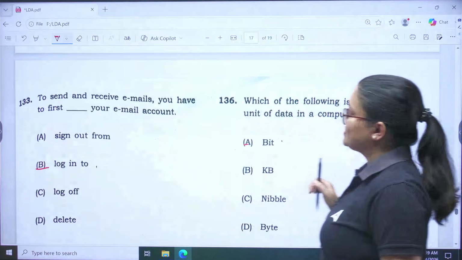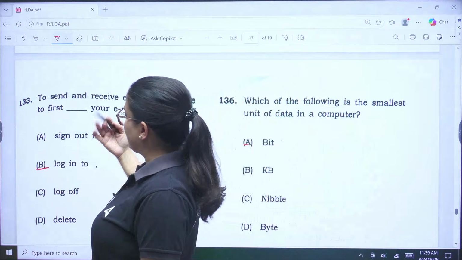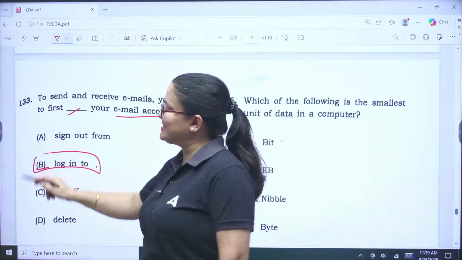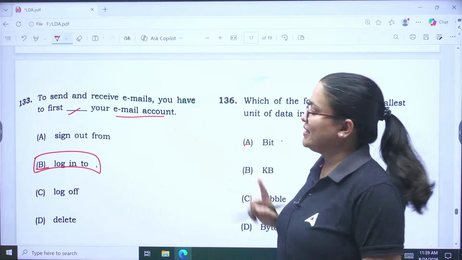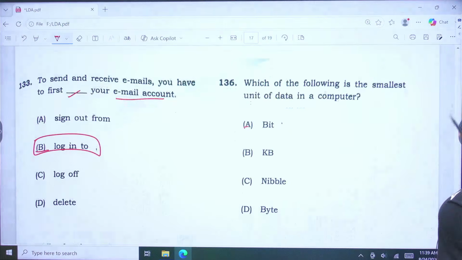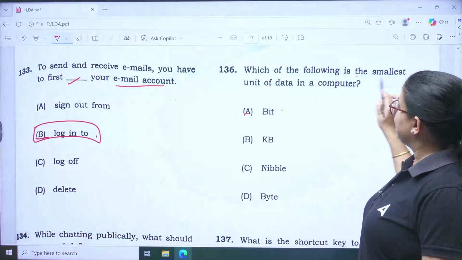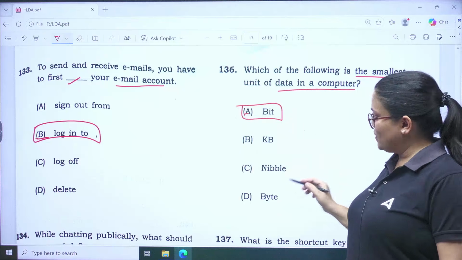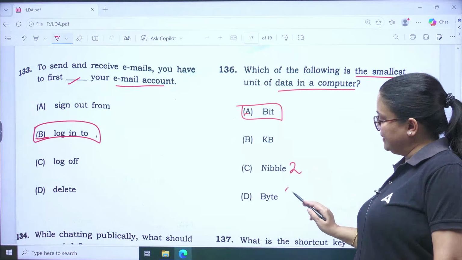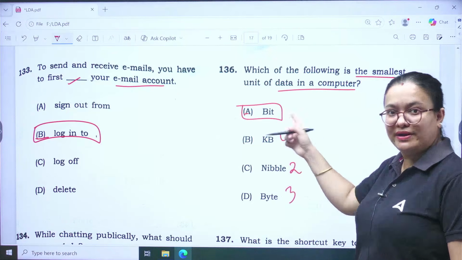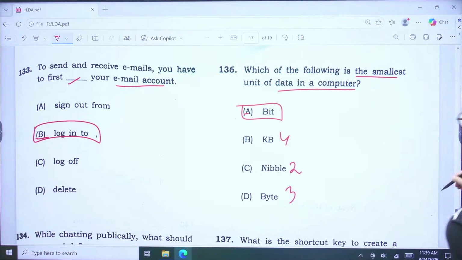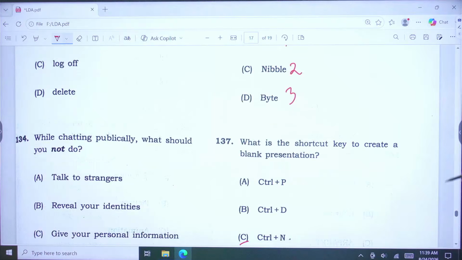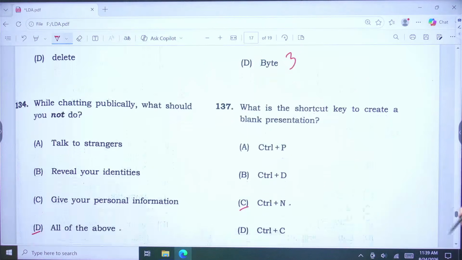Next question. To send and receive email, what do you have to do first? You have to first log in to an email account. Then only can you sign in with your mail ID. Next, I am showing here, which of the following is the smallest unit of data? The smallest one is bit, while the next one is nibble, then byte, while the biggest among these is the KB. Next, while chatting publicly, what should you not do? Yes, this is a very common question everyone should know.